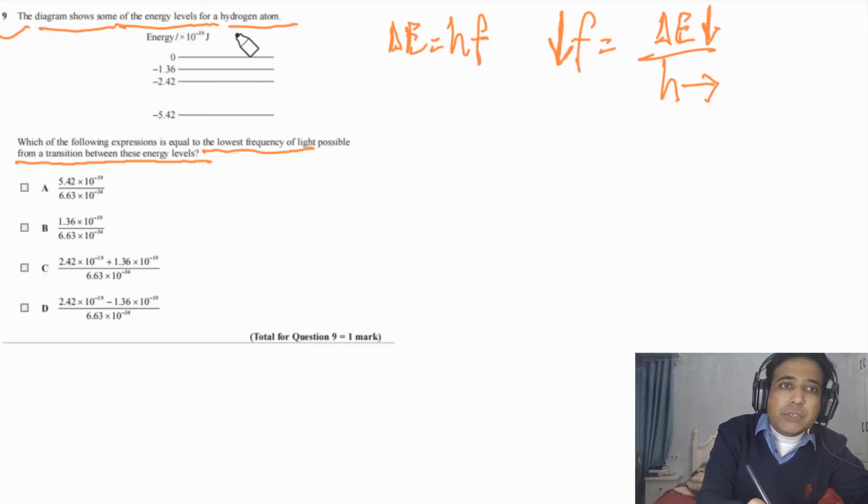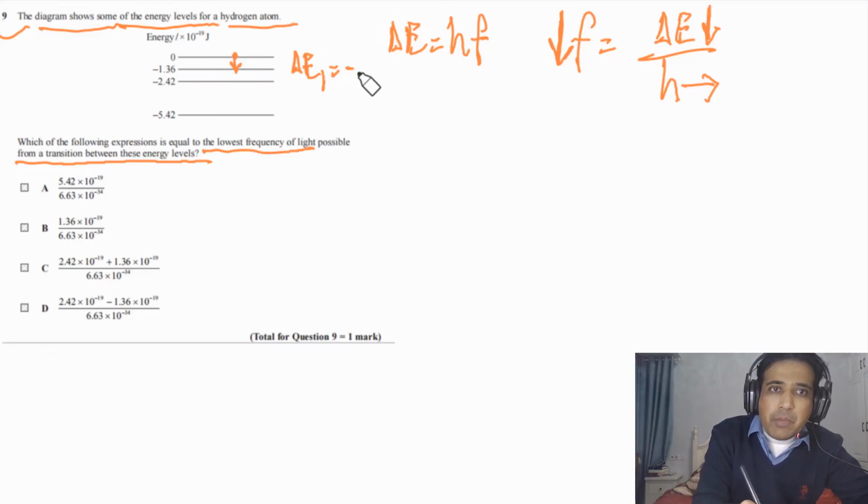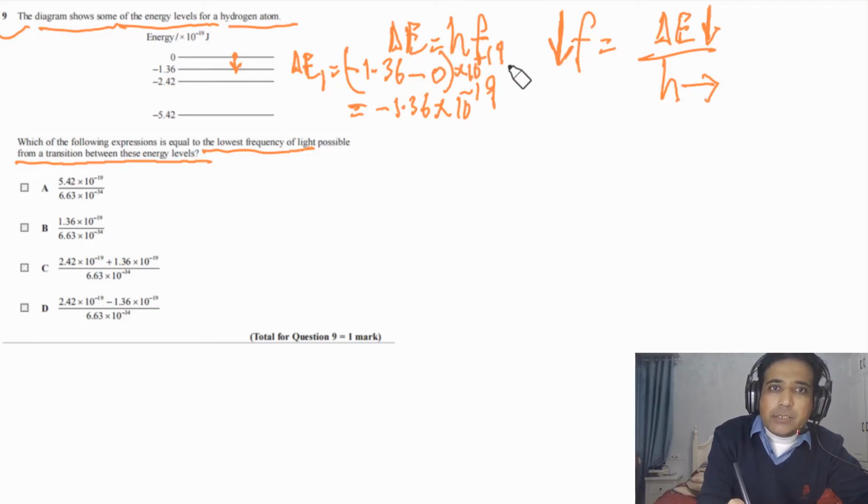Now we need to look at energy changes. We can imagine an electron jumping from this energy level to this energy level. The energy change, which means the energy of the emitted photon, will be equal to delta E1. Let's say that is delta E1, and this will be equal to minus 1.36 minus 0, so the energy change is minus 1.36 times 10 to minus 19 joules, because this factor is here.